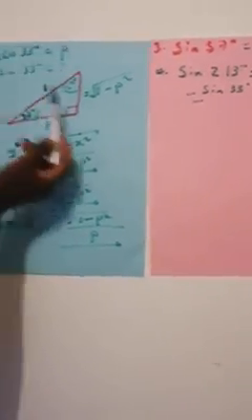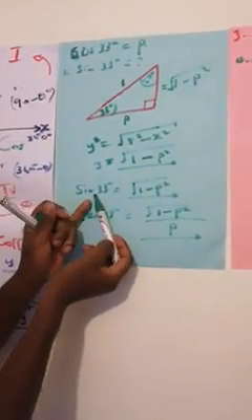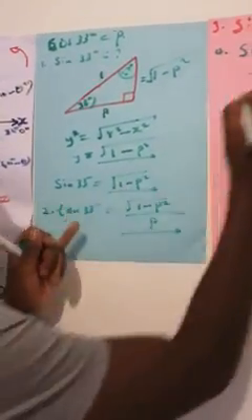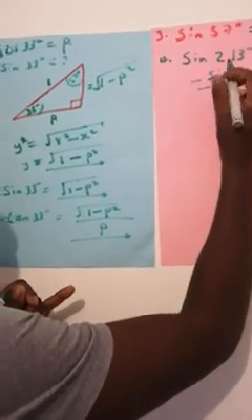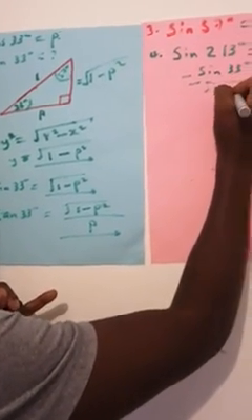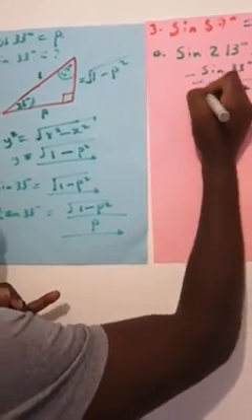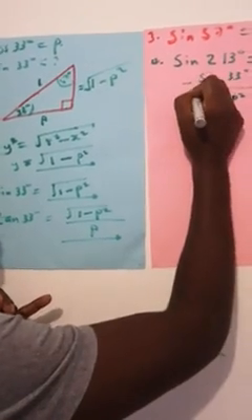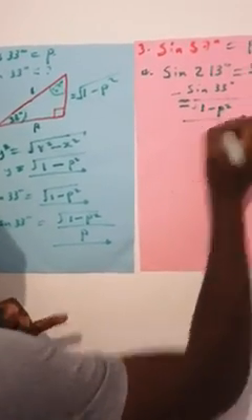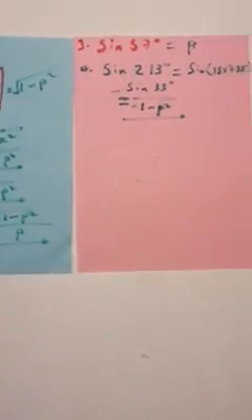Then what is negative sine 33? Negative sine 33, we calculated it here. It's going to be negative square root of 1 minus p squared. Negative square root of 1 minus p squared. That's the answer for sine of 180 plus 33.